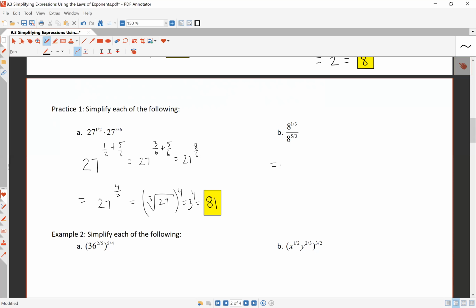Letter B, we subtract the denominator's exponent from the numerator's. 1/3 minus 5/3 is -4/3. So we take the cube root of 8 to the -4, and the cube root of 8 is 2. Raised to the -4 power is 1/2 to the 4th, which gives us 1/16.